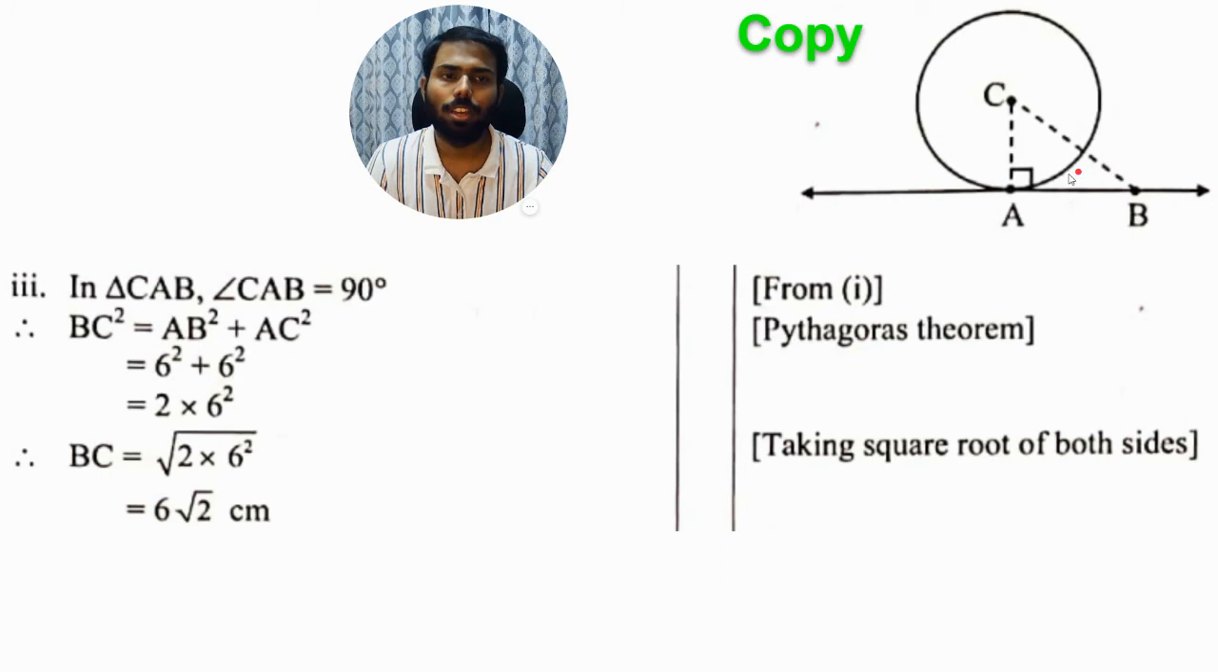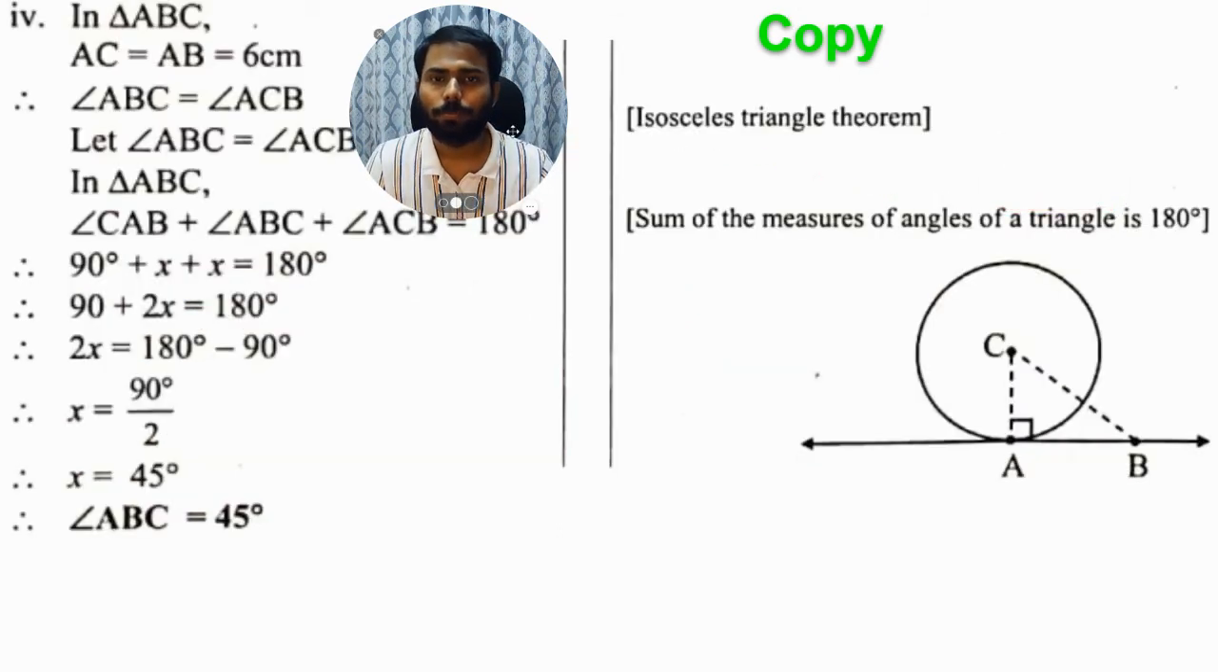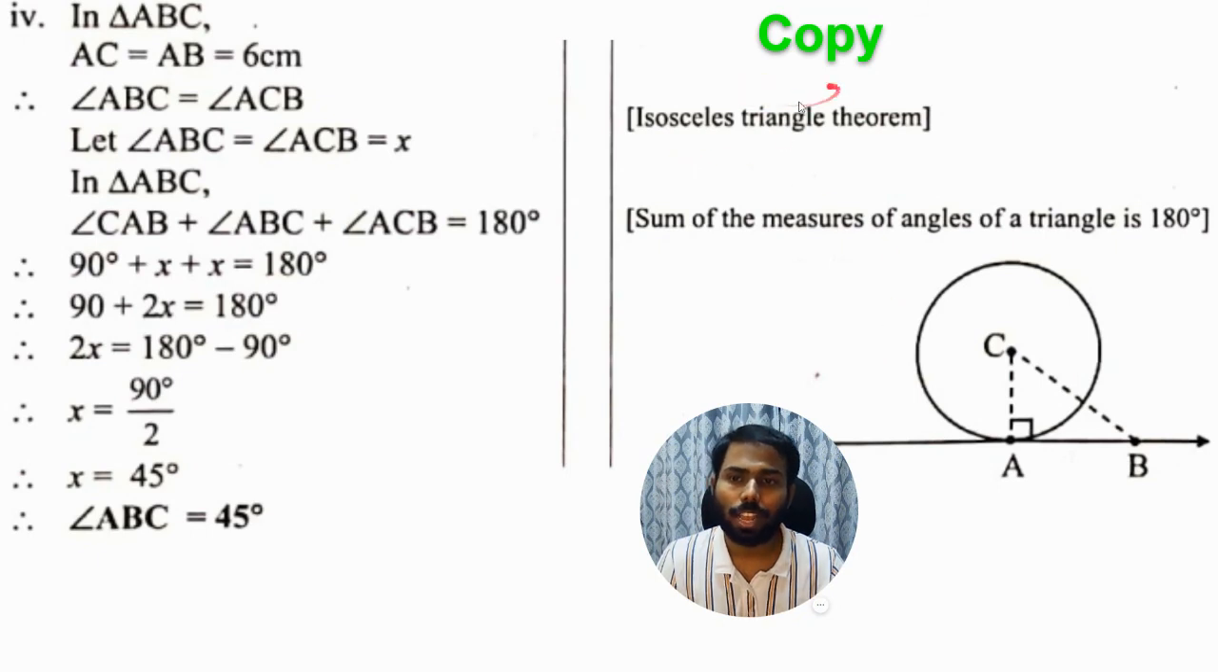The hint was that this is 90 degrees, so basically it's a right angle triangle, and in this right angle triangle two sides are equal, AC is equal to AB. So when two sides of a right angle triangle are equal, which property can you use? You can use the isosceles triangle theorem, right? This is one way to solve the sum.